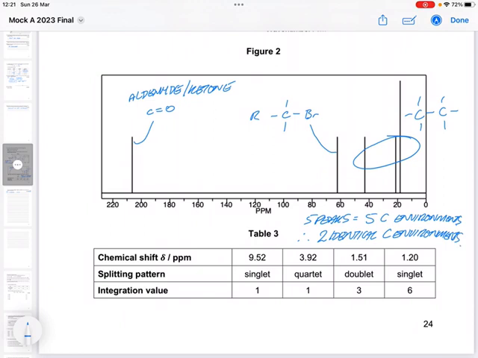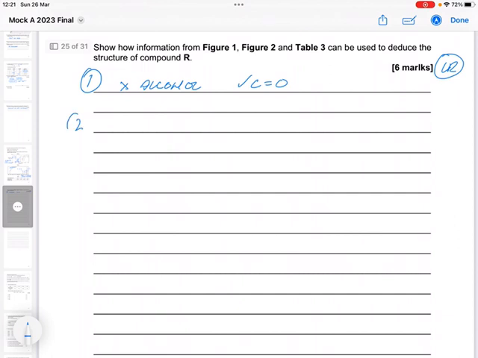Okay, so I'm just going to jot all of those bits and pieces down on here as well. So from Figure 2, I know that my carbonyl is an aldehyde or a ketone. I also know that there are 2 carbon environments that are identical.